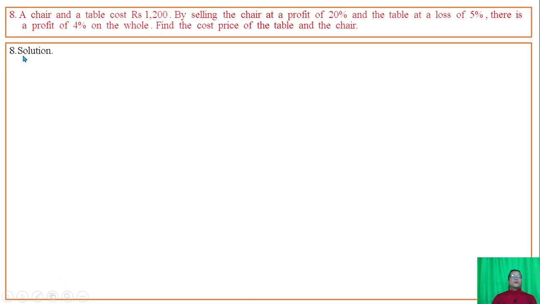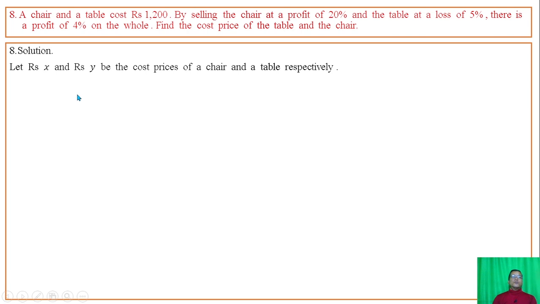Question number 8. A chair and a table cost rupees 1,200. By selling the chair at a profit of 20% and the table at a loss of 5%, there is a profit of 4% on the whole. Find the cost price of the table and the chair.